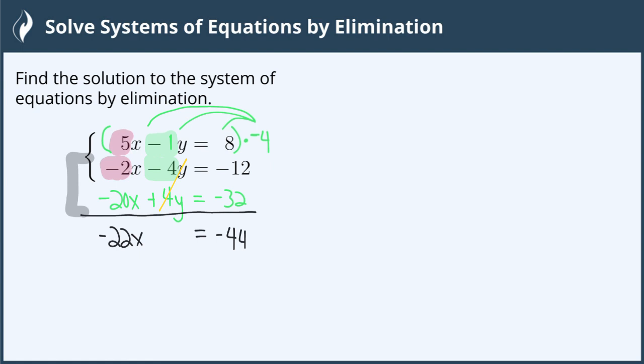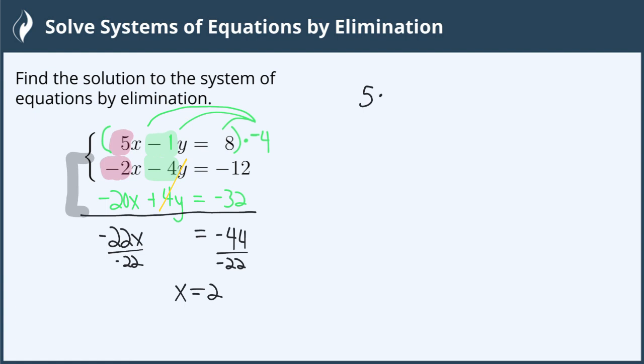Now that we have an equation of -22x equals -44, we can divide both sides by -22. And that gives us that x is equal to +2. Now, we can substitute that value back into either of our original equations. I'm going to pick the top one just because it has smaller numbers. So 5x minus y equals 8.